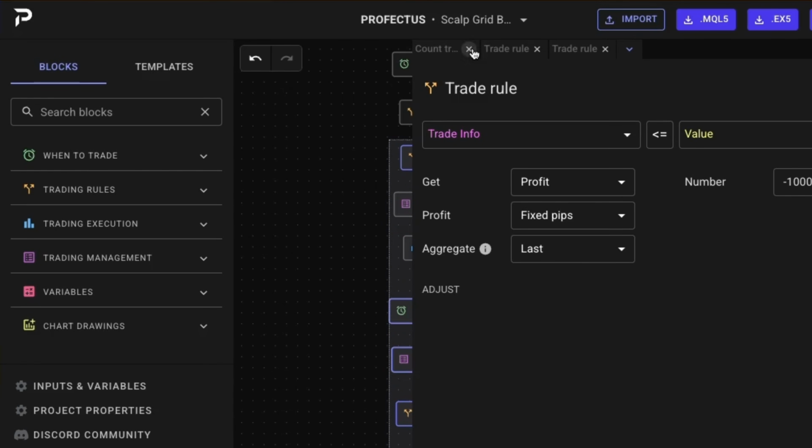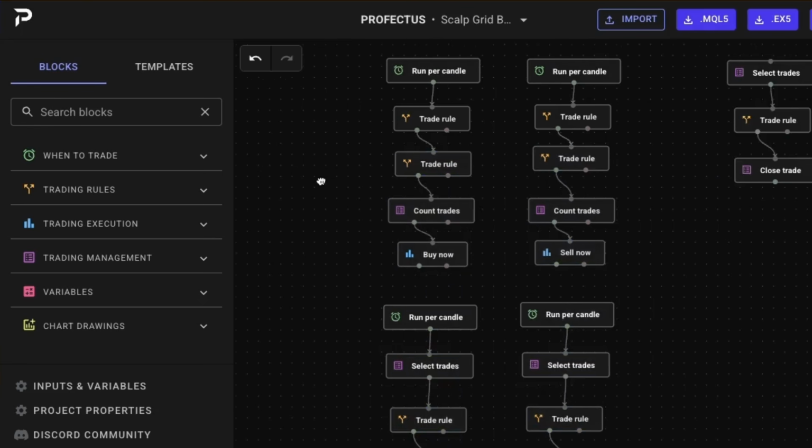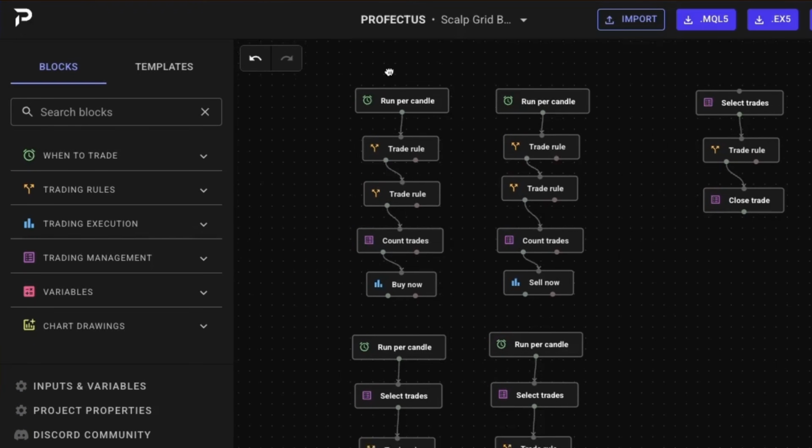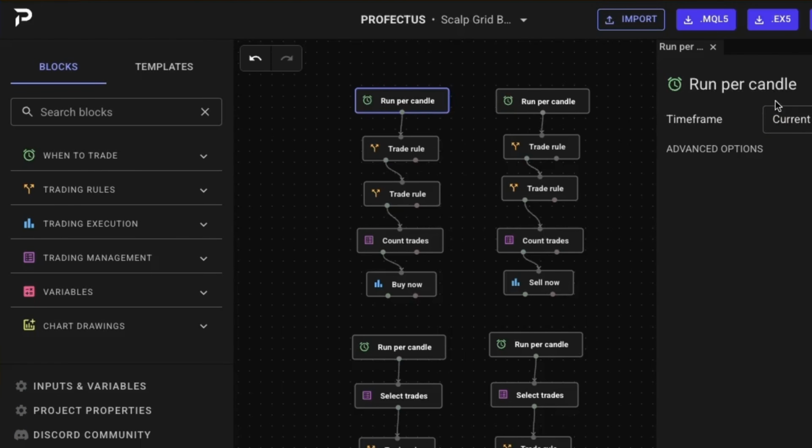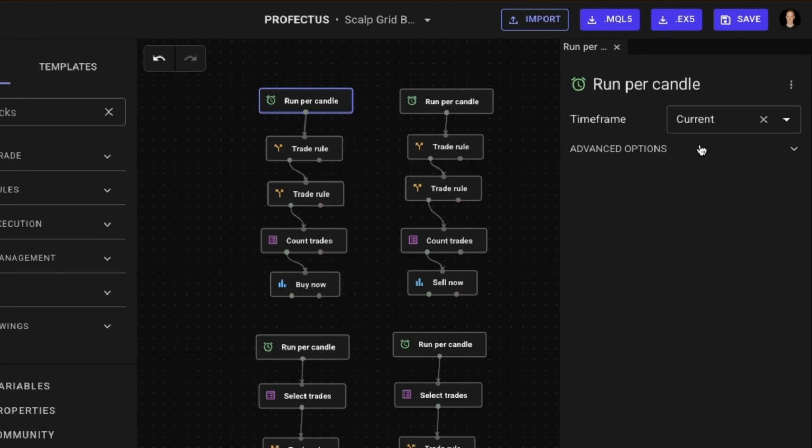I will walk you through all the blocks step by step, so you get a hang on it and understand the status quo of this trading system, and then later on you can make it your own, adding your flavor within Profectus.ai. Now, the first block on top is run per candle, on the current time frame. When you backtest it, you can choose the time frame in MetaTrader 5, or when you apply it on actual charts, it runs on the time frame that is open on the chart.